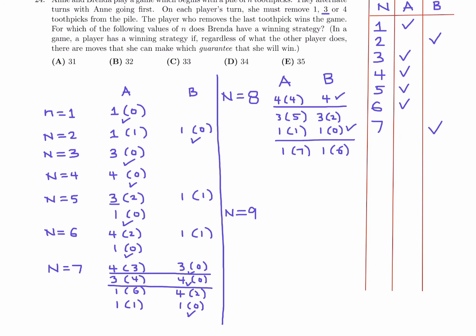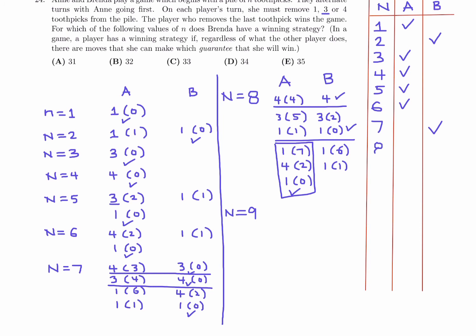Okay, well, Brenda's still in the game here. Then it goes back to Anne. Anne says, okay, no problem. What I'll do here is I'll remove 4 from those 6. That leaves 2. Brenda can only now remove 1. There's 1. And then Anne removes that 1 to win. So Anne will play this in a way to win. You see what I mean? So therefore, for N equals 8, she wins.